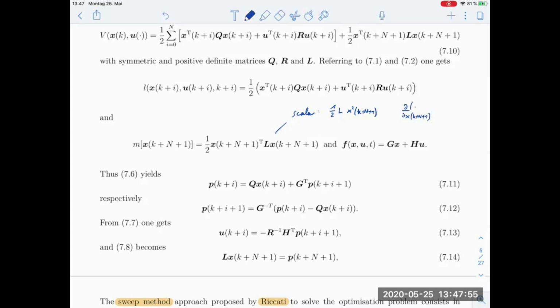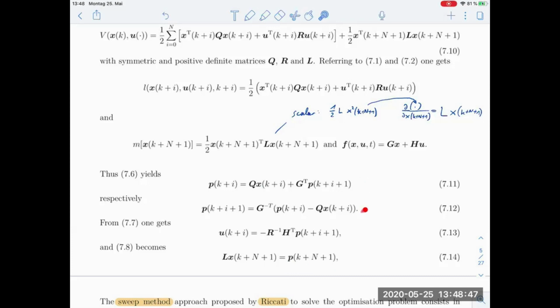So let's take this one. We derive this expression with respect to this x, and of course we will get just L times x at k plus capital N plus 1. And that's exactly what is written here, down here. That's exactly the partial derivative of this terminal cost function m with respect to this x here. That's why we took in these factors of 1/2, formally at least, so that it vanishes here. And that's how we get the terminal condition directly. So we tie together the terminal state and the terminal value of the Lagrange multiplier in this equation.